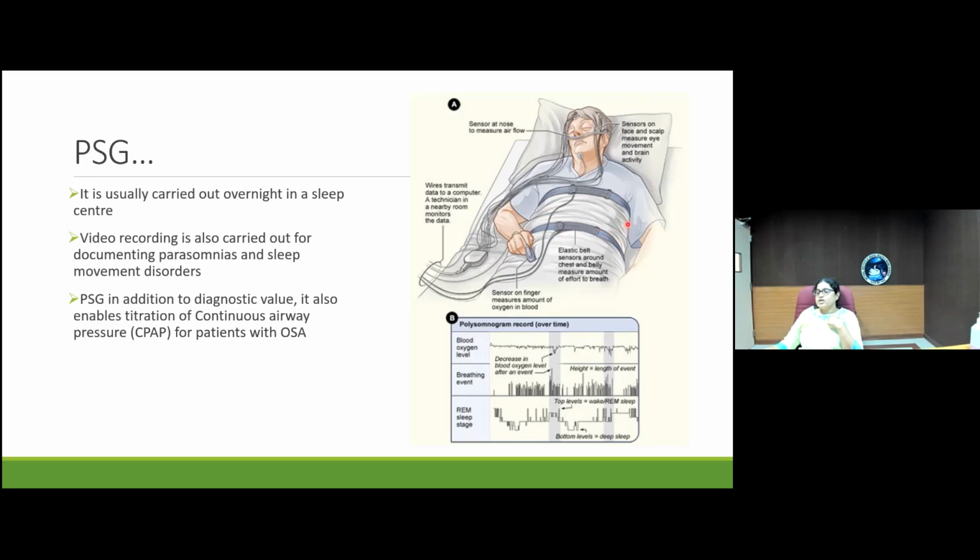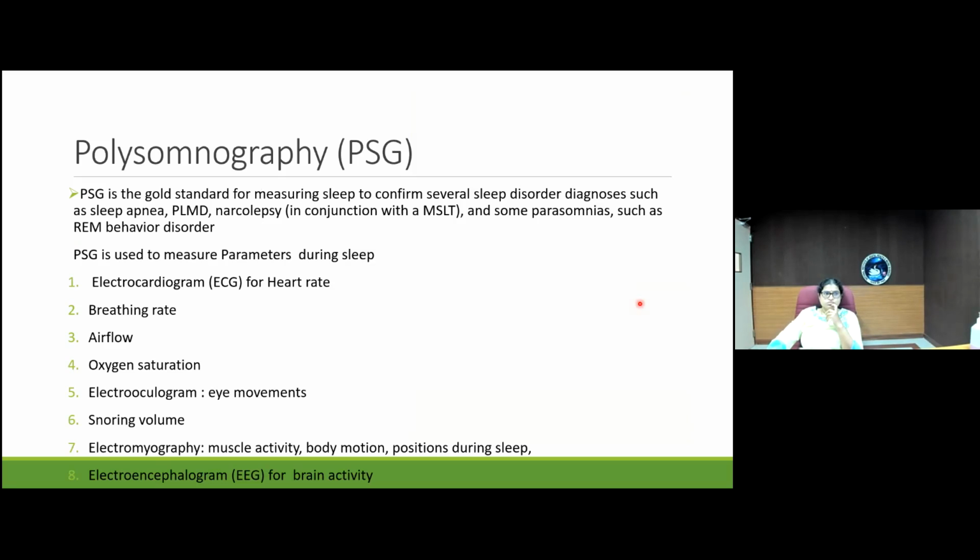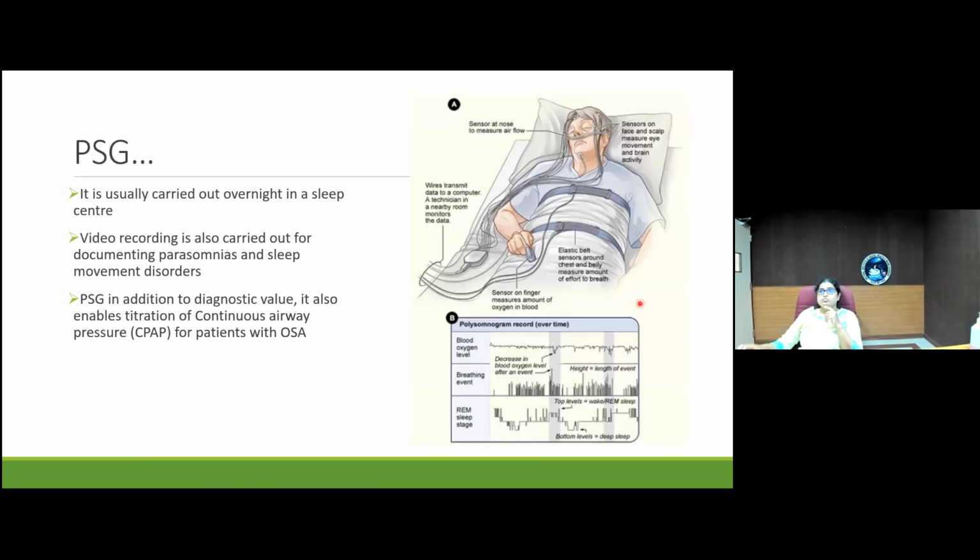ECG leads are there to check for the heart rate variation. Pulse oximeter for oxygen saturation levels. It also has elastic belts around the chest and the belly to measure the respiratory effort that is carried out during the sleep time. Most often it is carried out in a sleep center, and if needed, video recording is also carried out if parasomnias and sleep movement disorders are suspected.